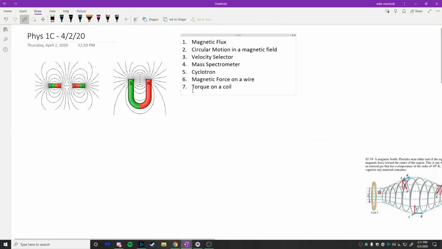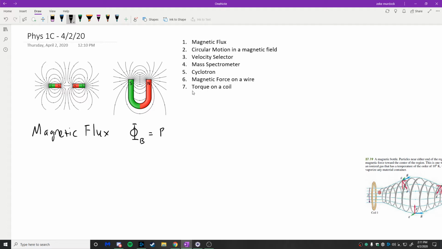All right, so magnetic flux. What is magnetic flux? So we learned about electric flux, and magnetic flux is very similar. So magnetic flux, we use the symbol phi with a little b to represent magnetism. And this is basically going to be equal to magnetic field multiplied by an area and then multiplied by the cosine of an angle between the two of them.